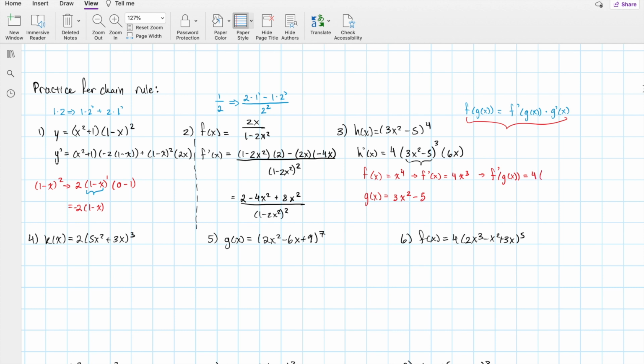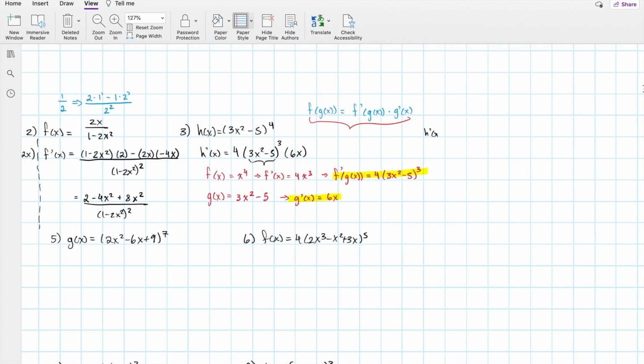And now g prime of x is going to be, so the derivative of g of x, 6x. So now that we found the information that we need, again, this is another way you can solve this if it's easier for you to break it down. We just plug it in and we say, well, h prime of x is going to equal f prime of g of x. So 4 times (3x squared minus 5) cubed multiplied by g prime of x, 6x.